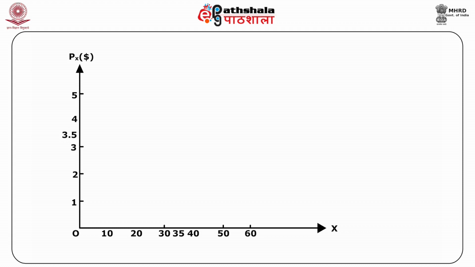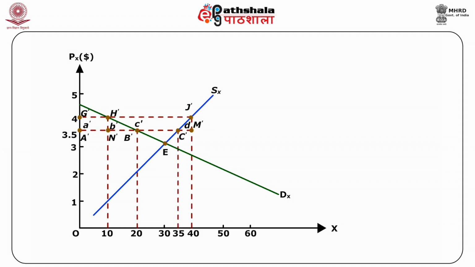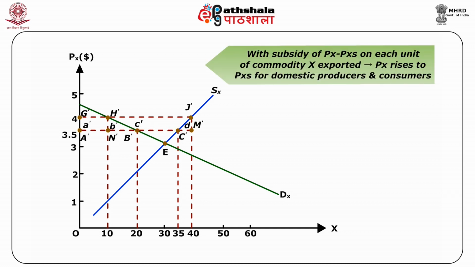Effects of subsidy is explained with the help of the figure. In the figure, Dx and Sx represent the nation's demand and supply curves of commodity X. At the free trade price of Px, small nation 2 produces A'C', consumes A'B' and exports B'C'. With the subsidy of PxPxs on each unit of commodity X exported, Px rises to Pxs for domestic producers and consumers.